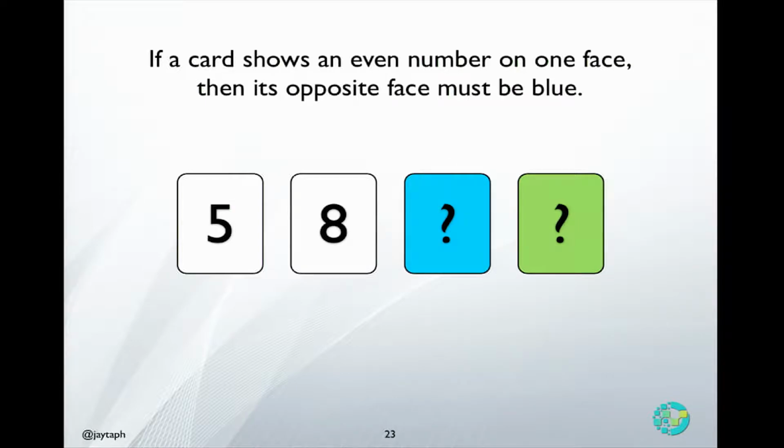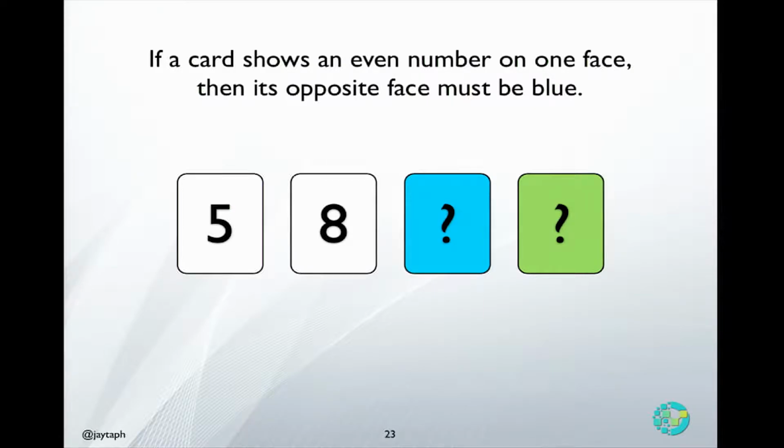There's another game, and this one we will do. It's sort of related, which is this. There's one simple rule. If a card shows an even number on one face, then its opposite face must be blue. Now the thing is, how many of these cards follow these rules? You can turn over cards, but how many cards do you have to turn over minimum?